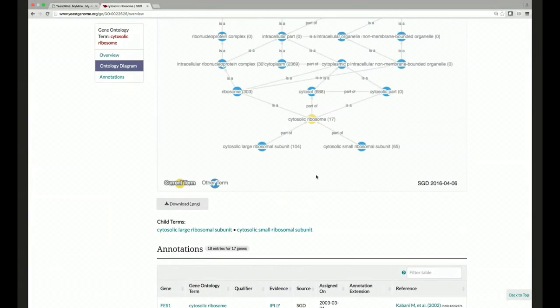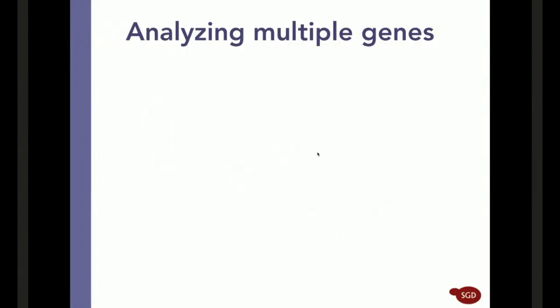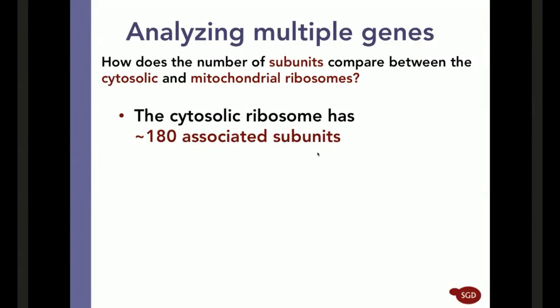In essence, SGD can assist you in investigating groups of genes in addition to individual genes. For example, if we look at this diagram here and add all the annotations together, we see that there are roughly 180 genes annotated to the entire cytosolic ribosome. So returning to the slides, let me pose a question real quick that involves hundreds of genes. For example, how does the number of subunits compare between the cytosolic and mitochondrial ribosomes? Well, we just found out that there are 180 genes annotated to the cytosolic ribosome. Let's search for mitochondrial ribosome on the website and see how this number compares.